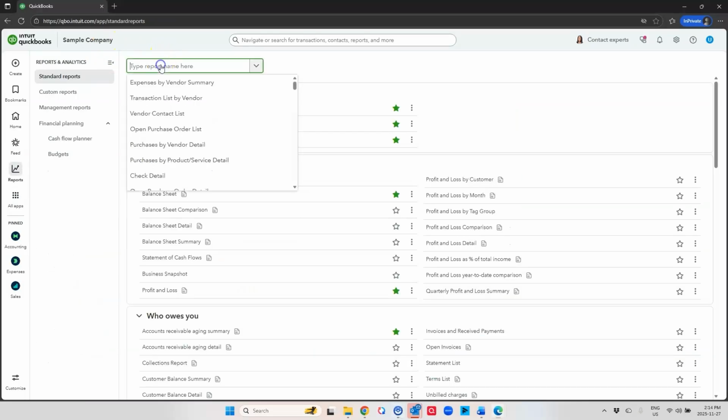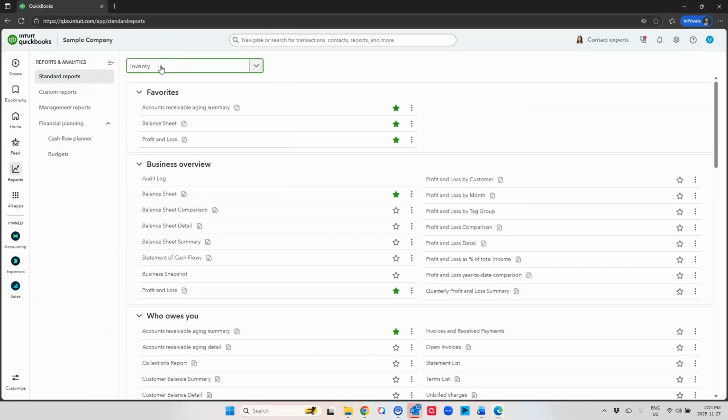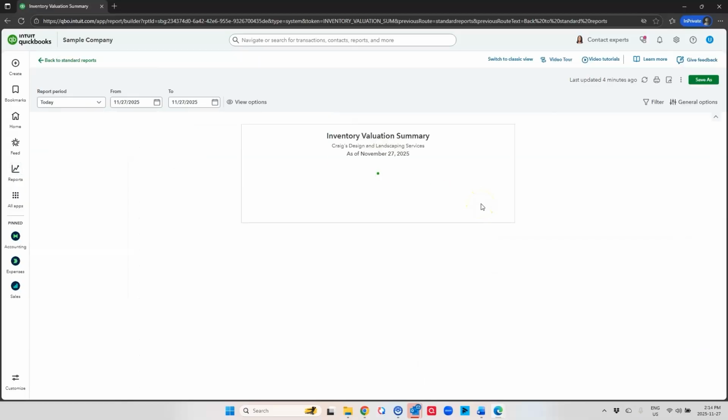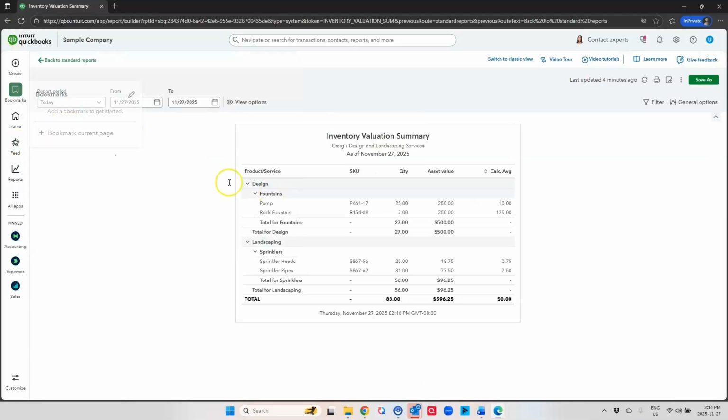Now, if you have inventory, it's important that you regularly count the inventory and ensure it is the same as your records. So I'm going to pop in here to the inventory valuation summary. You would of course be running this for the period that you're looking at your month end for. We've got today, you'd be doing this for last month. And you can see here I have 25 pumps, 2 rock fountains, 25 sprinkler heads, and 35 sprinkler pipes.